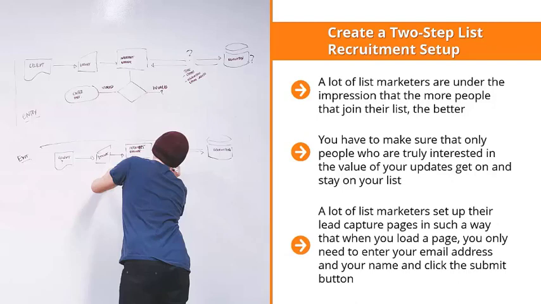A lot of list marketers set up their lead capture pages in such a way that when you load a page, you only need to enter your email address and your name and click the submit button. That's all you need to do. Automatically, you'll get a confirmation and you are on their list. The confirmation page usually has a download link to their incentive that you signed up for.